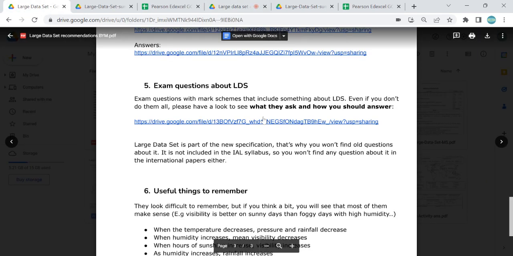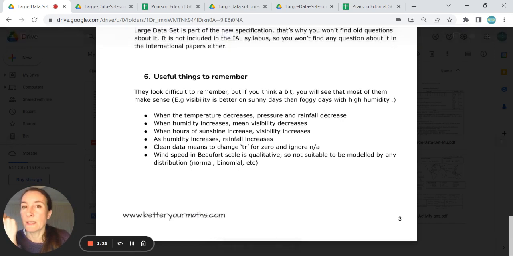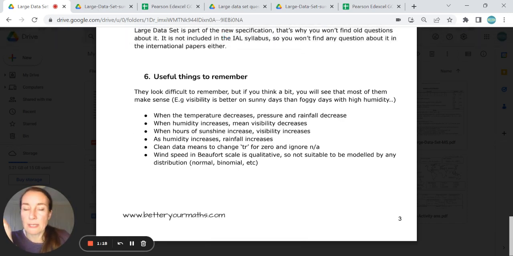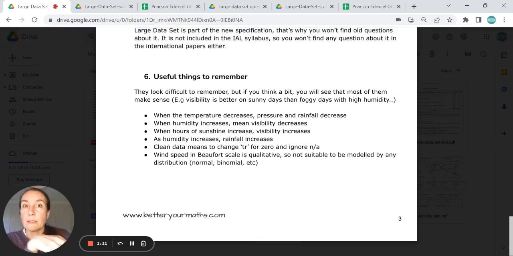And finally, you have a few things that they have asked that will be helpful to remember. They look like, oof, how am I going to remember that when humidity increases, the mean visibility decreases, something like that. But sometimes it's just common sense. Think that when humidity increases, maybe it's foggy and then you cannot see that far. So there are things that kind of make sense.